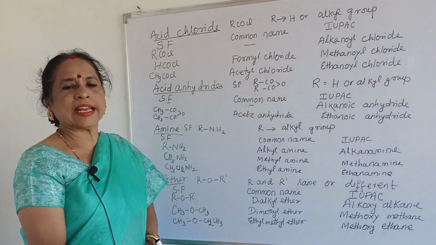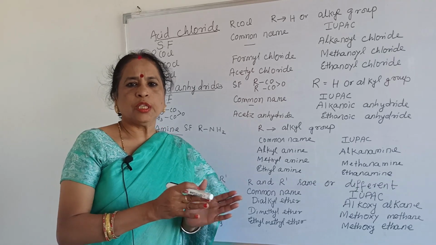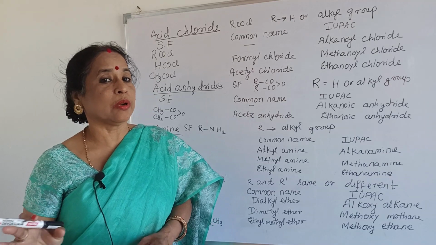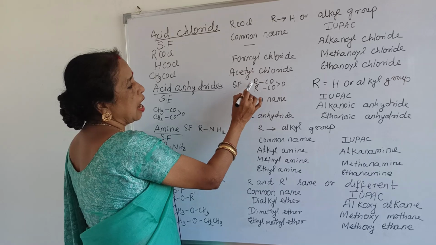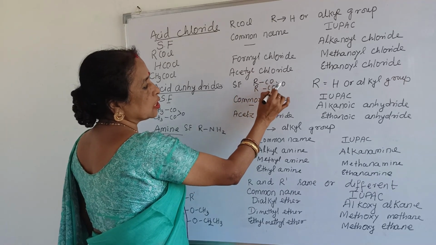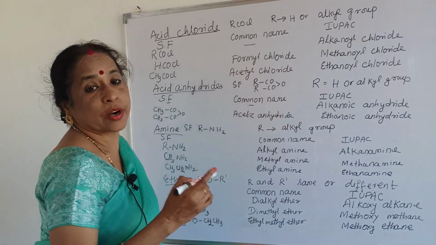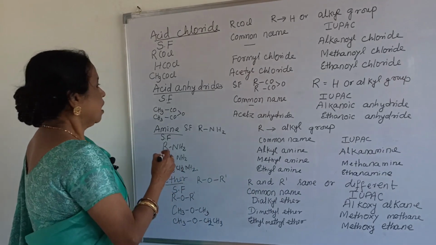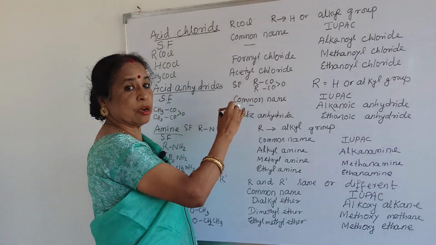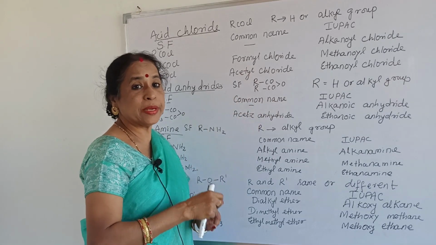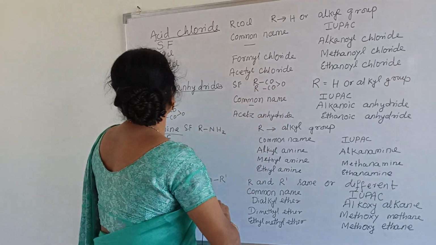Next one is acid anhydride. It is also a derivative of acid, where 2 molecules of acid lose 1 molecule of water and form acid anhydride. So the structural formula is RCO connected with one oxygen atom, where R may be hydrogen or any alkyl group. Suppose R is H, then it indicates it comes from 2 molecules of formic acid. So the common name is formic anhydride.